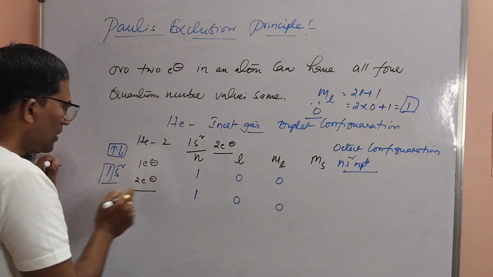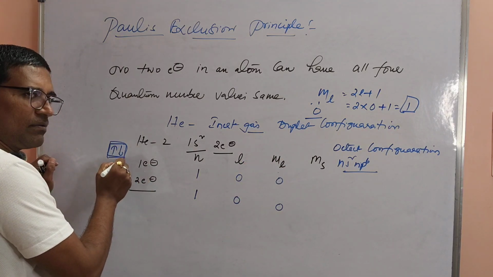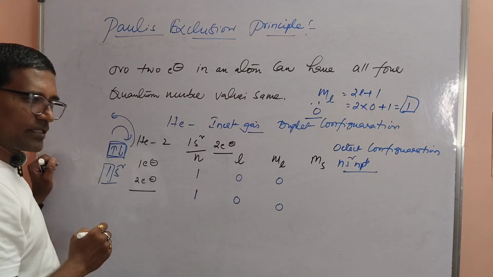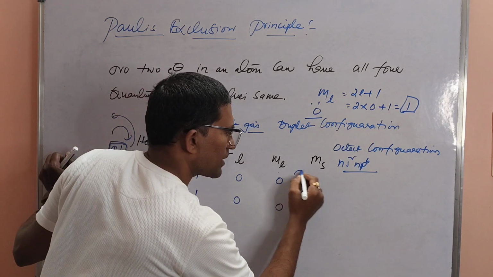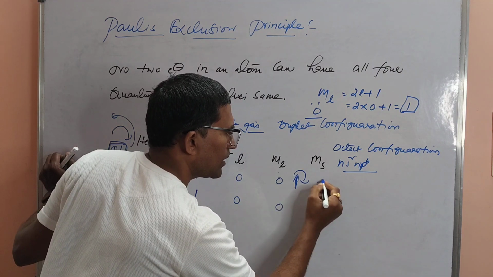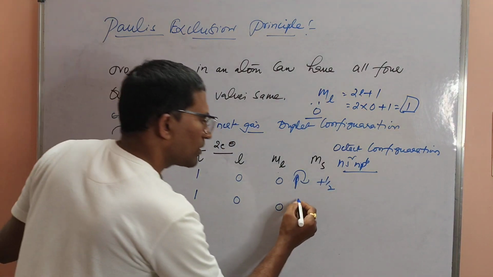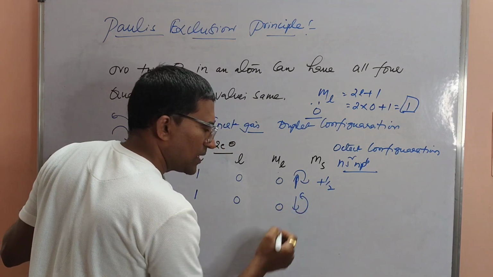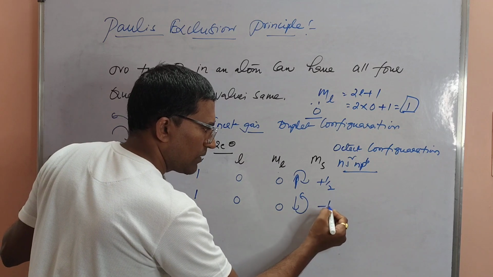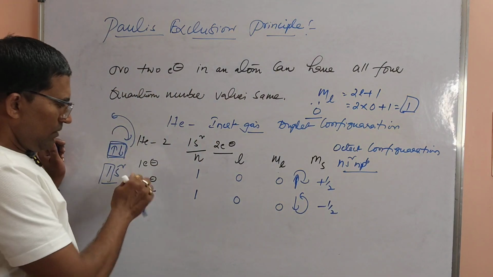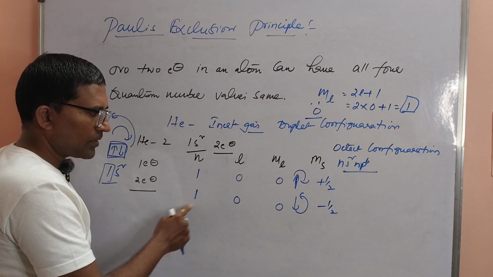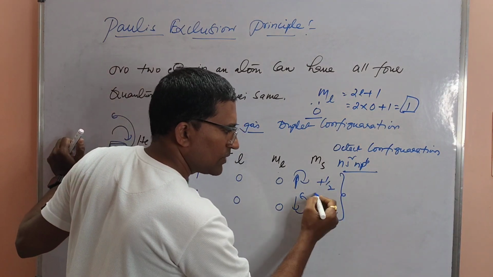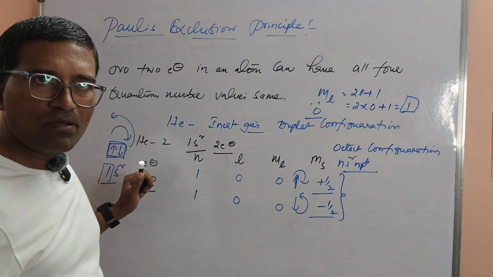For the ms value, the 2 electrons have anti-parallel spins. One spins clockwise, one spins anti-clockwise. The electron spinning clockwise, the upward arrow, has the value plus half. The electron spinning anti-clockwise, the downward arrow, has the value minus half. For both electrons, the n value is the same, l values are the same, ml values are the same, whereas the spin quantum number values differ: plus half and minus half.